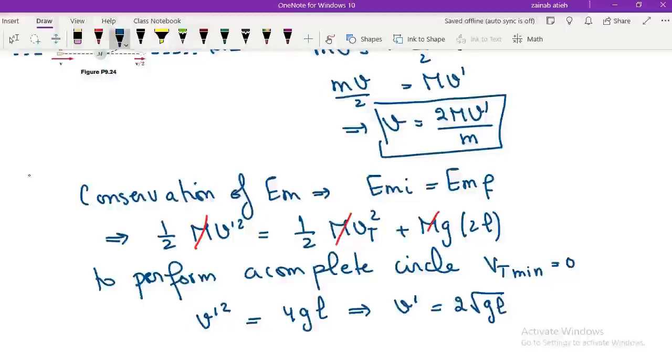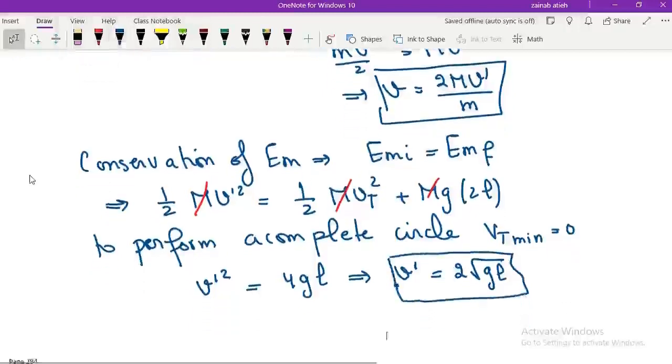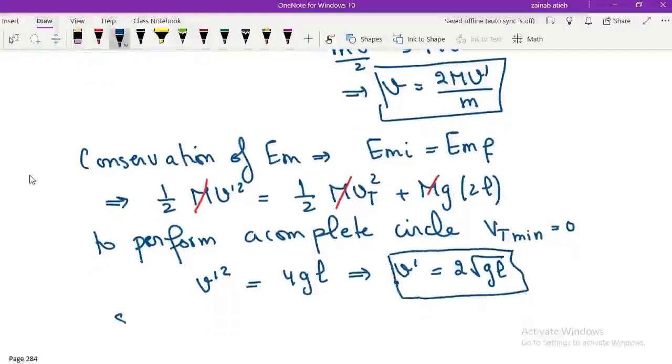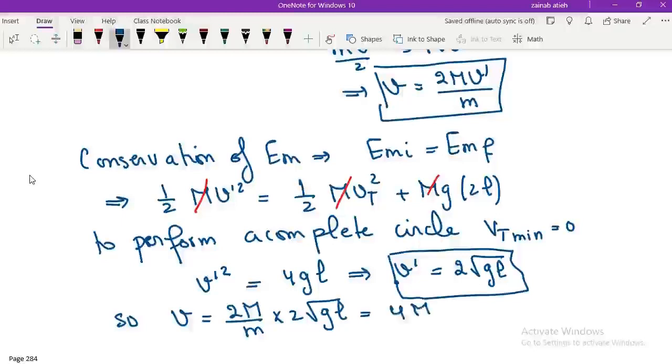After I found V prime, I will substitute it in the upper equation to get V minimum. So V, which is the speed of the bullet, is equal to 2m over m times 2 radical GL. It's equal to 4m over m radical GL.